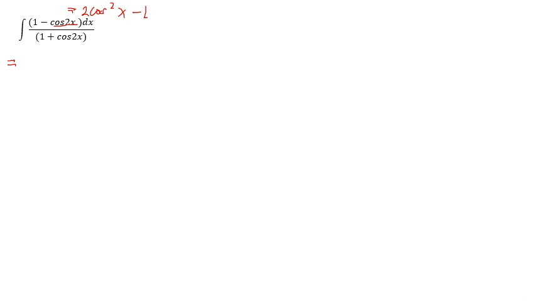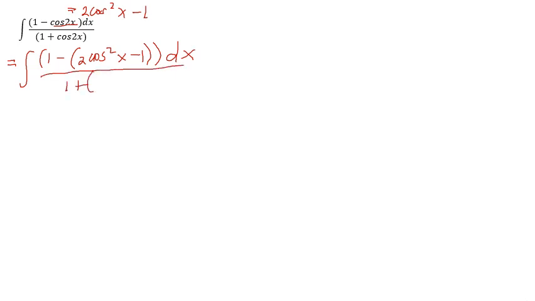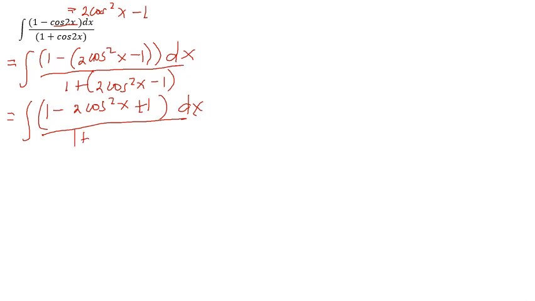If I will try to substitute 2 cosine squared x minus 1 for cosine 2x, I will have integration of 1 minus quantity 2 cosine squared x minus 1 dx all over 1 plus quantity 2 cosine squared x minus 1. So if I will try to expand it, I will have integration of 1 minus 2 cosine squared x plus 1 quantity dx all over 1 plus 2 cosine squared x minus 1.